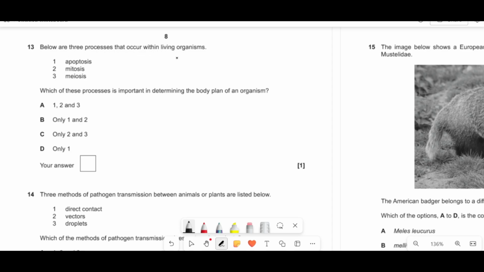Below are 3 processes that occur in living organisms. Which one of these is important in determining the body plan of an organism? So in a body plan, you've got to do cell division, mitosis, to create the right cells, but you also have to self-destruct cells that you don't need anymore, which is going to be apoptosis, programmed cell death. So that one's that one's that. Meiosis, the only existence for it is to make gametes. So that one's out because we're not going to use that to make a body plan, so it's B.